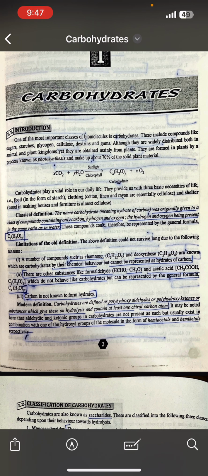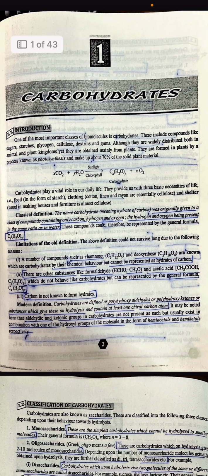Today, I am here to give a video for the visually impaired students on the topic carbohydrates. Let's start with the introduction. One of the important classes of biomolecules is the carbohydrates. These include compounds like sugar, starch, glycogen, cellulose, dextrins, and gums.